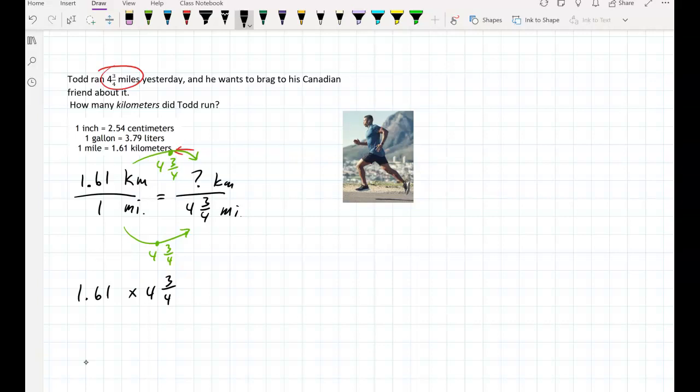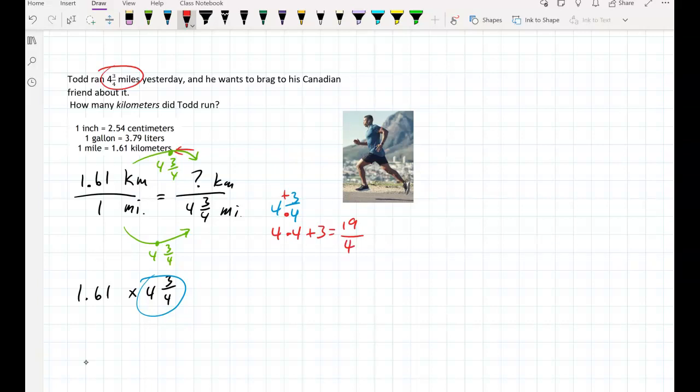But the problem is, of course, that I can't multiply a decimal times a fraction. And so I have to turn my mixed number into a decimal, because my fraction isn't going to work out nicely. So I'm going to take 4 3/4 and turn it into an improper fraction first. 4 times 4 is 16, plus 3 is 19. And that's 19/4.